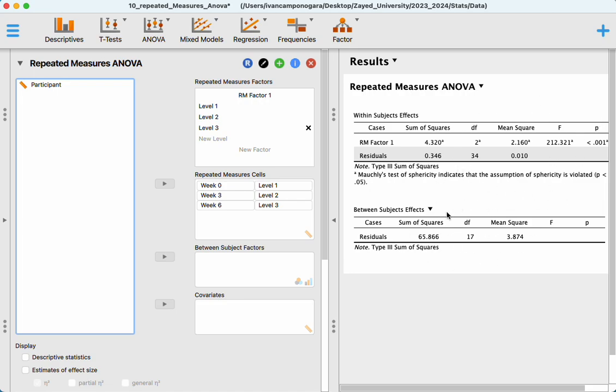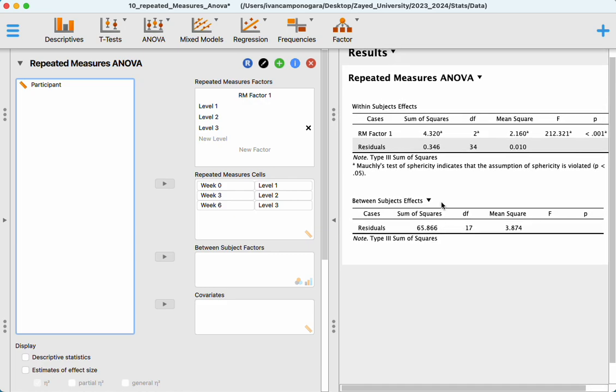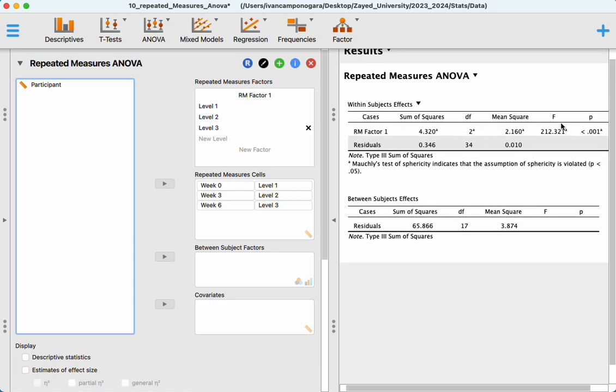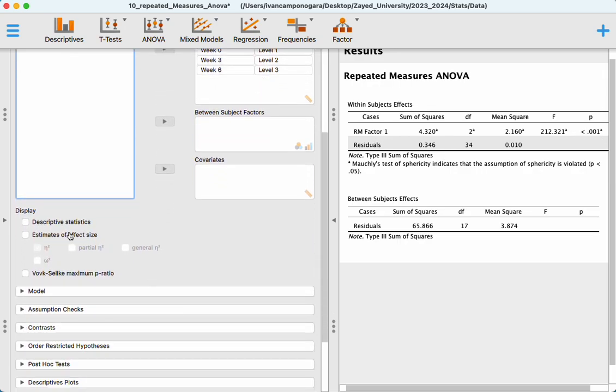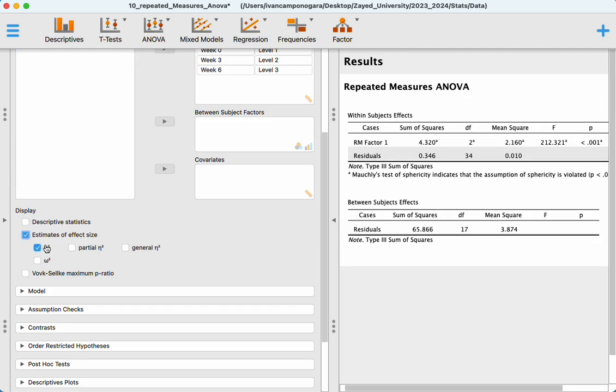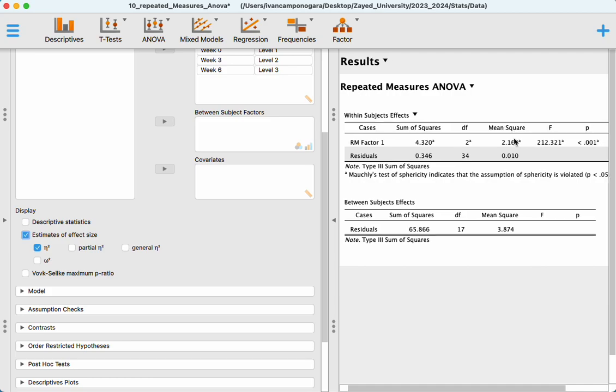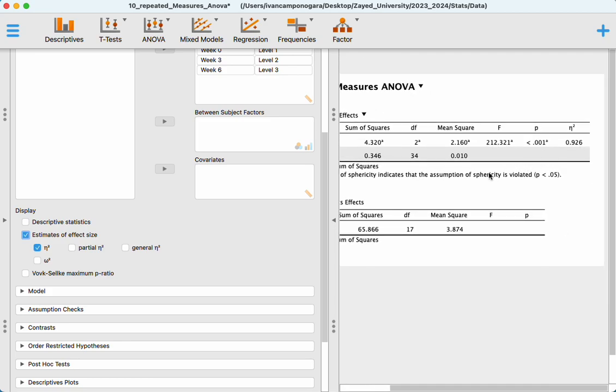And here the software runs the results. As we can see, there is a main effect of the, in this case it's called, factor, whose p is less than 0.001. What I can also do is estimate the effect size, what we call eta square, and the eta square is 0.92, which is pretty strong.